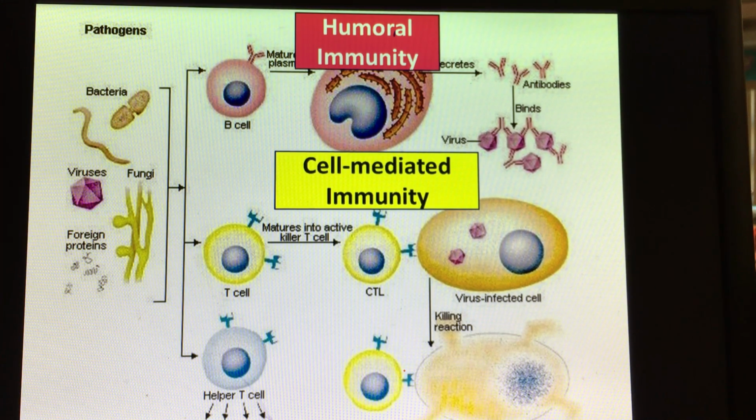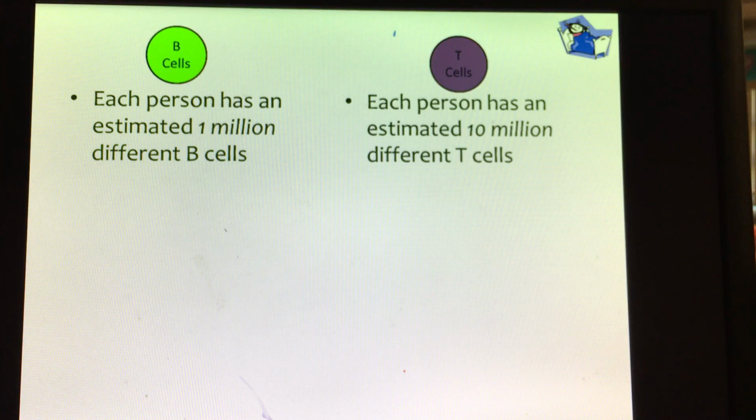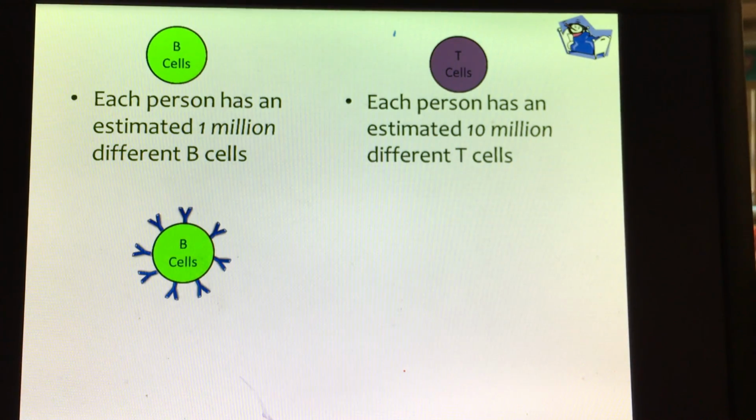So when we look at humoral immunity and cell-mediated immunity, both of them rely on B cells and T cells. With B cells, we have about 1 million different kinds of B cells, and T cells about 10 million different kinds. So when we look here at this B cell, I only have 7 or 8 of these Y-shaped antibodies on the surface, but in reality there's about 100,000 of them on each B cell.